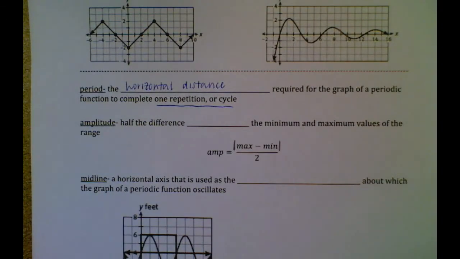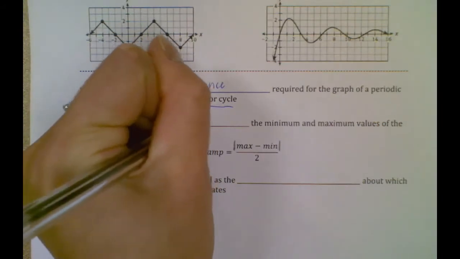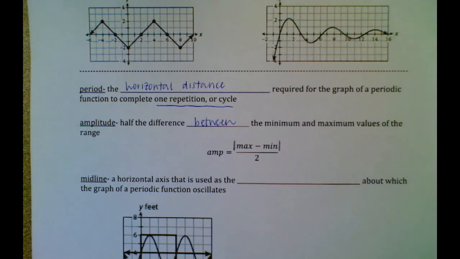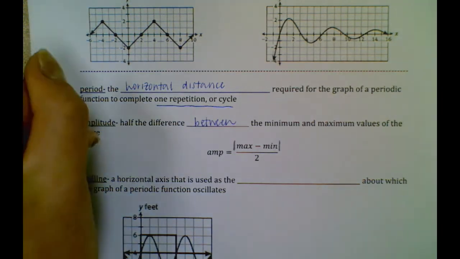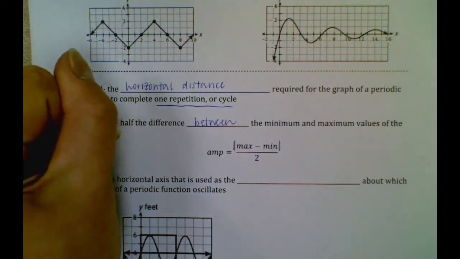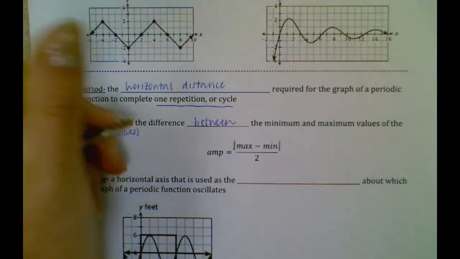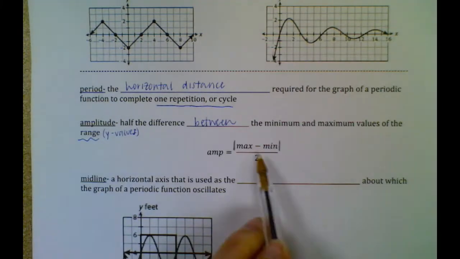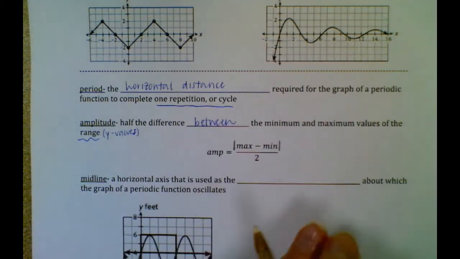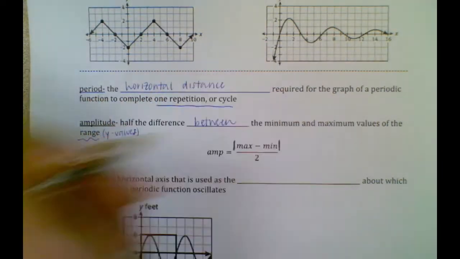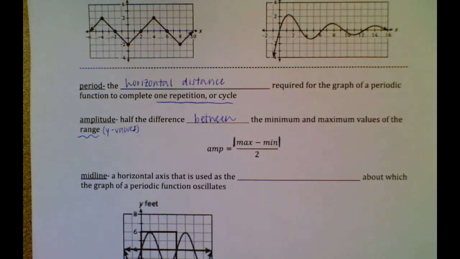Okay? The amplitude is half the difference between the minimum and maximum values of the range. Okay, remember your range, those are like your y values, right? The formula for amplitude is the max minus the min, all divided by 2. And amplitude is never negative, so you're taking the absolute value of that, okay?